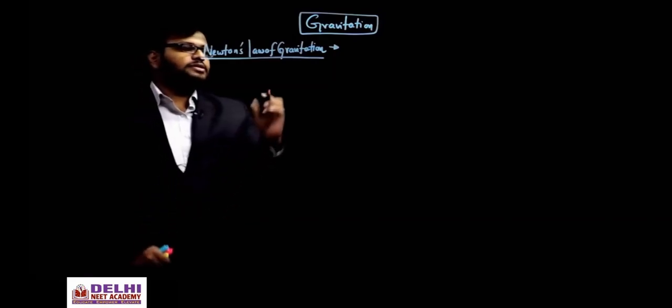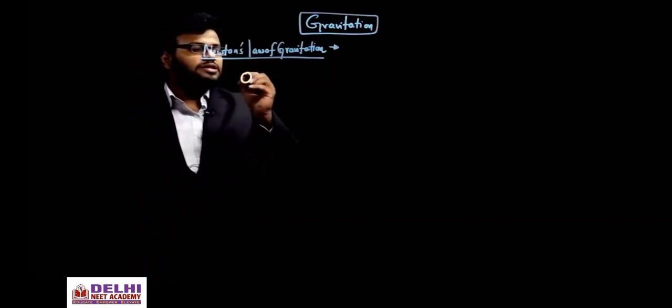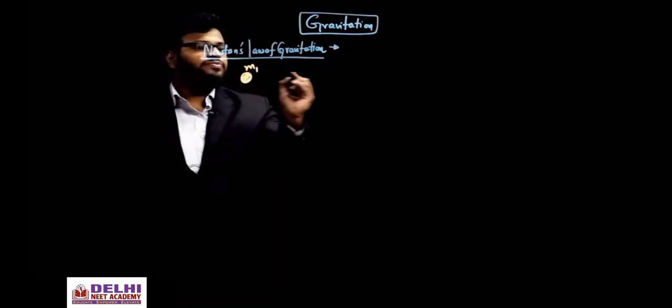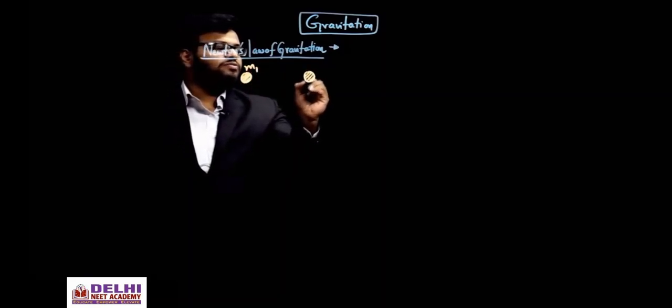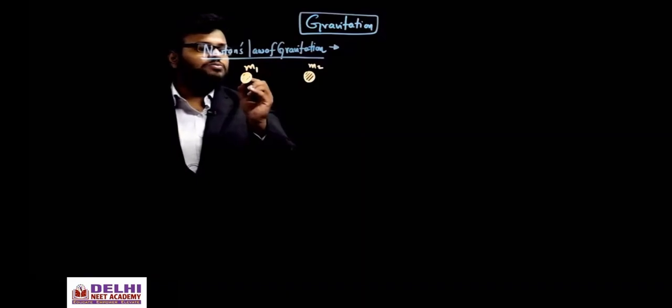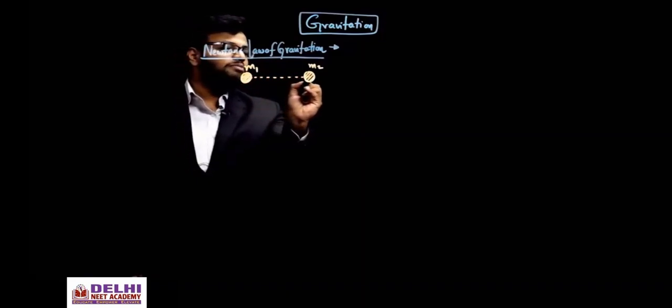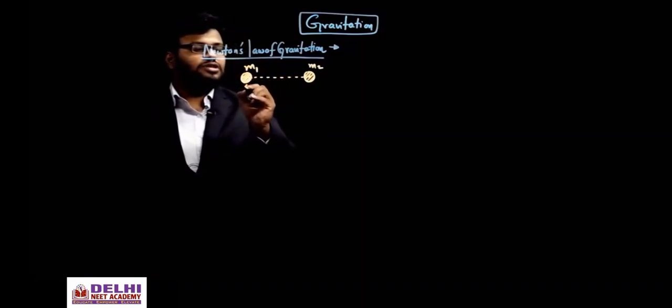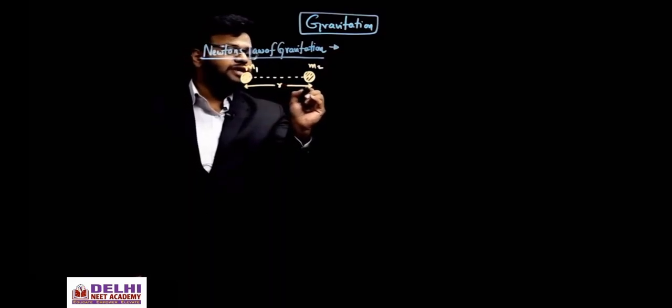So what does it tell us? Suppose for example I have two masses. Say this is m1 and say another object I have whose mass is m2. The distance between their centers, the distance along the line joining their centers, let it be r.